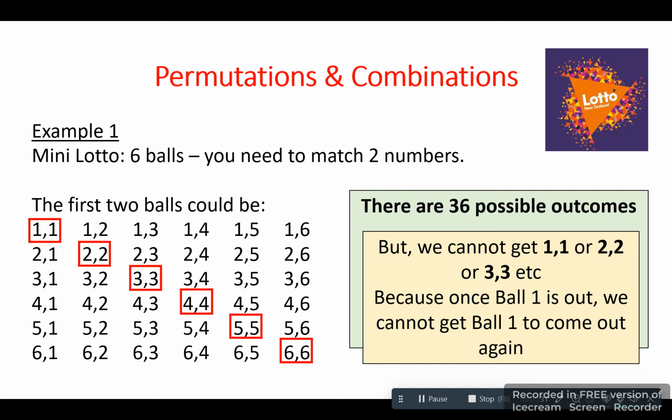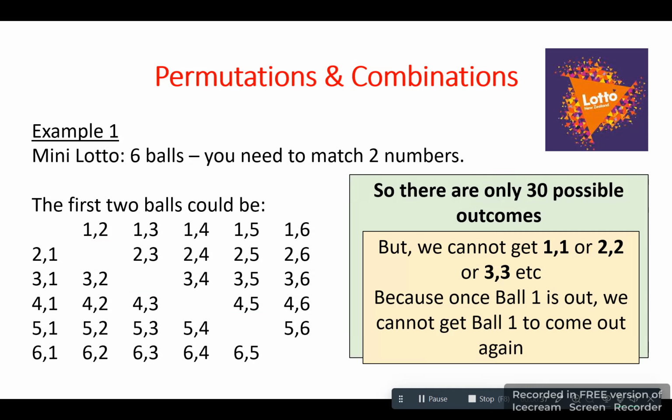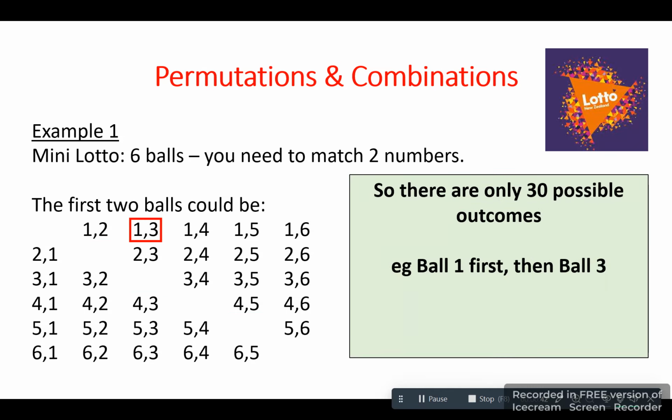However, we cannot get ball 1 come out first and then ball 1 come out again. So we have to ditch 6 of these repeats, and so there's only 30 possible outcomes. We could get ball 1 out first and ball 3 second, or we could get ball 6 and then ball 4.